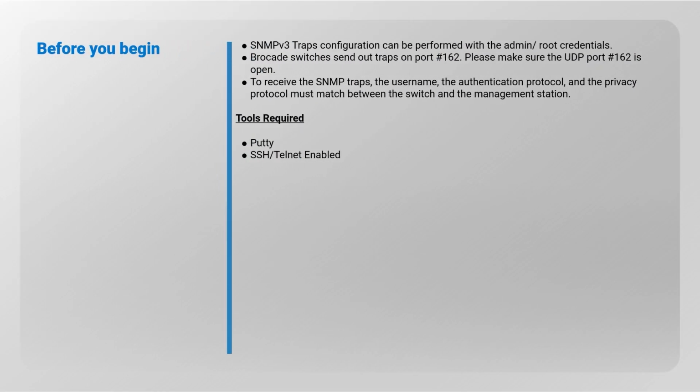SNMP v3 traps configuration can be performed with the admin or root credentials. Brocade switches send out traps on port 162. Please make sure the UDP port 162 is open. To receive the SNMP traps, the username, the authentication protocol, and the privacy protocol must match between the switch and the management station. The tools required are PuTTY, SSH, Telnet enabled.